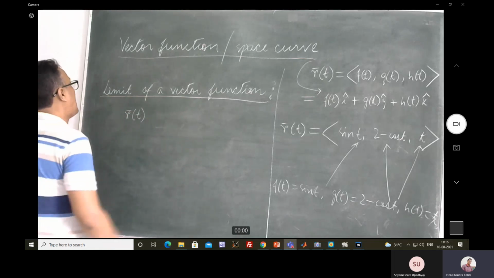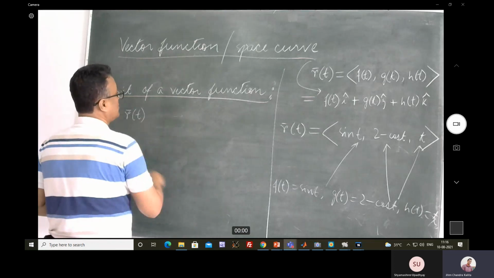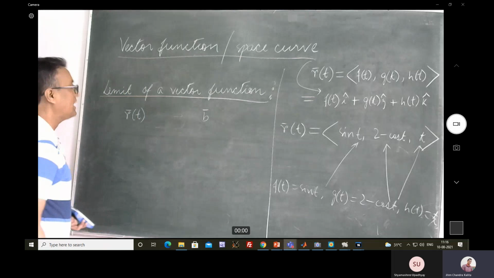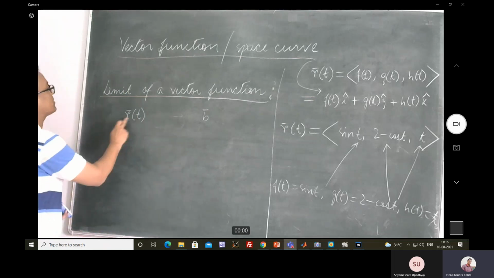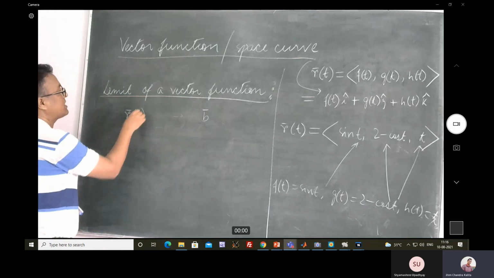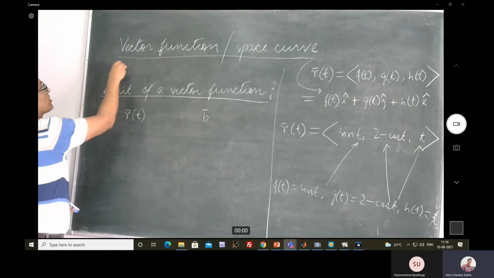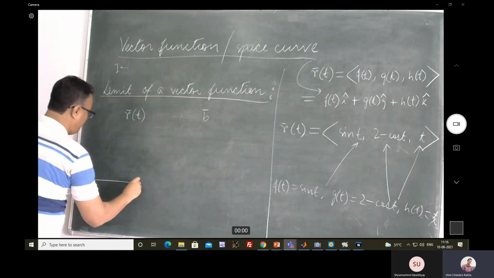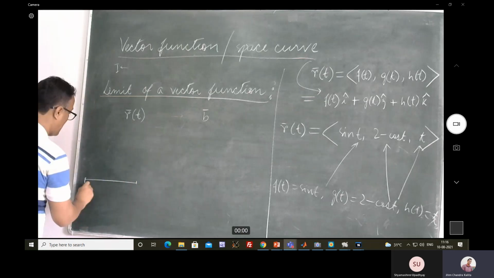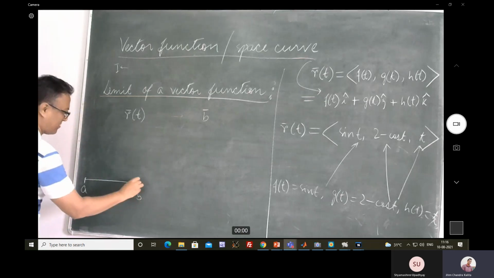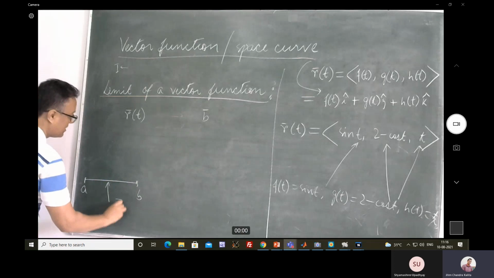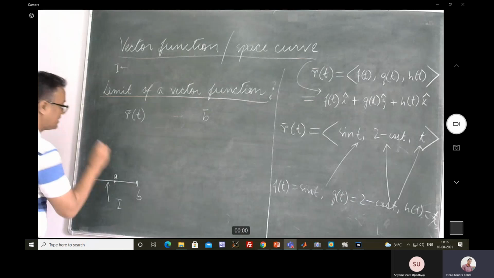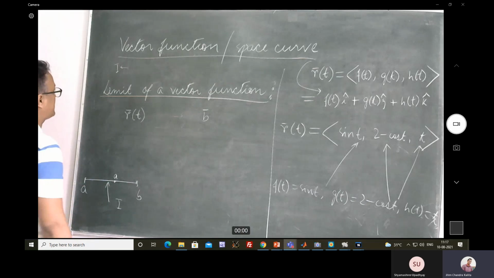Then I am going to call a fixed vector B the limit of the vector valued function r(t). And remember, this t belongs to some interval I. Suppose this is the interval I. Generally, I consider it as some closed interval AB. Say suppose there is a fixed point A here.